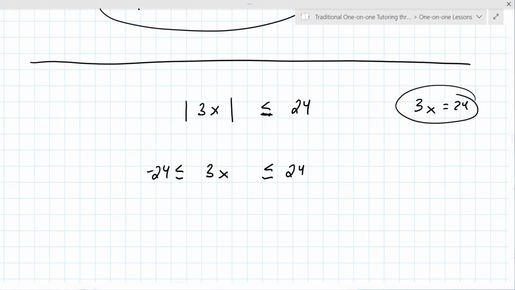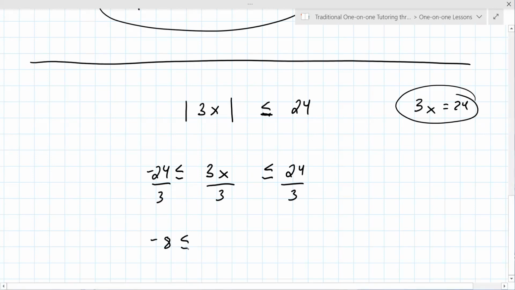So how do you undo multiplication by 3? Division. You just have to divide. 24 divided by 3 is 8, and negative 24 divided by 3 is negative 8. You have to do both of them. So you have negative 8 less than or equal to x less than or equal to 8. Yep, that's right.